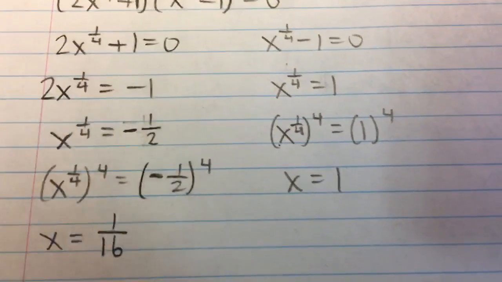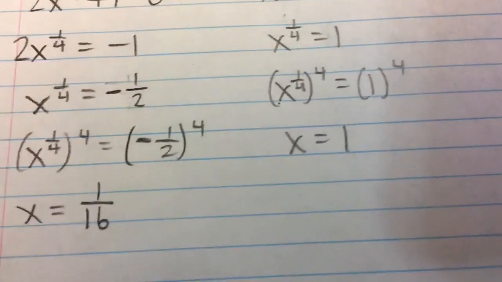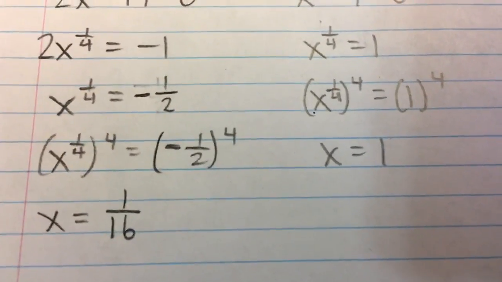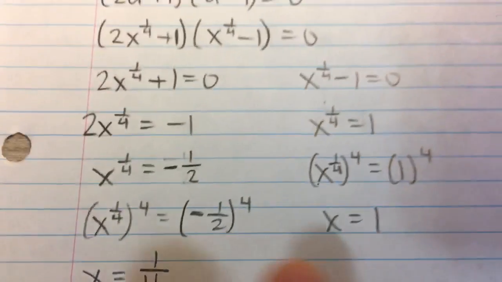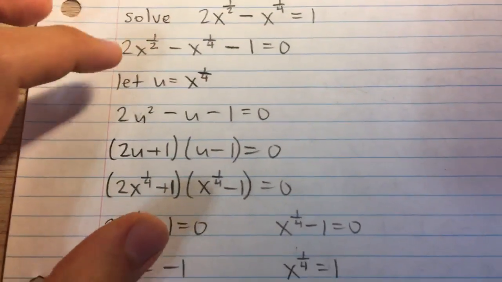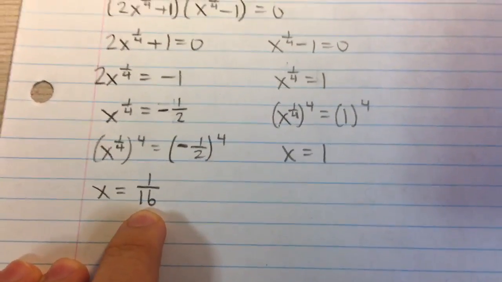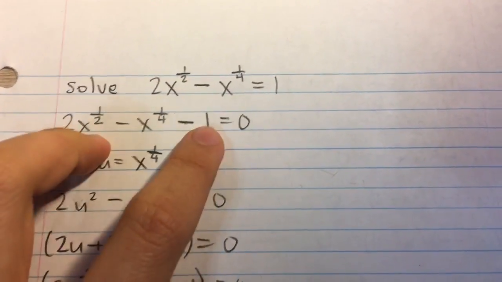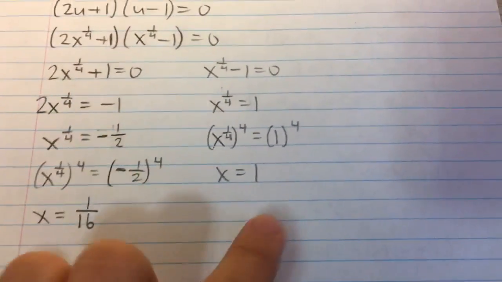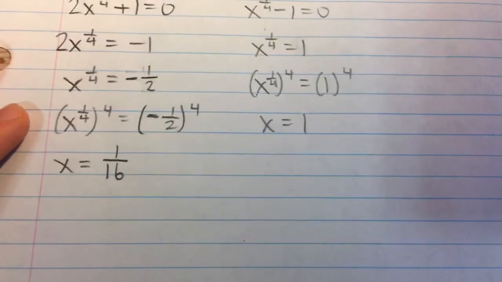However, if we raise equations to even powers like this, there could be extraneous roots or extraneous solutions, meaning that they're not actual solutions. So we have to test these by plugging back into the original equation. And if you do so, you'll see that this is not an actual solution, because the left side, if you plug in 1/16 for x, is not equal to 0 like the right side. Whereas if you plug in 1, you'll see the left side is equal to 0.